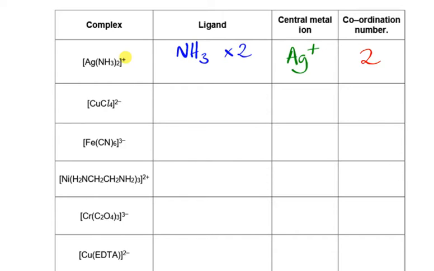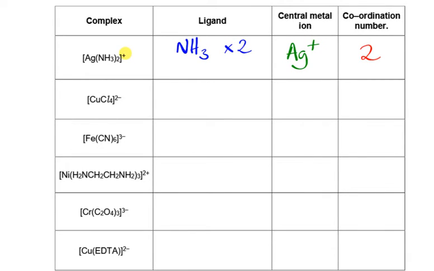In the next example, our ligand is chloride ions, and we have 4 chloride ions. Just note they will make a contribution to the overall charge of -4. The central metal ion is a copper. The charge on the overall complex is 2-, and if the ligands are contributing -4, that means the copper must be a 2+. So the -4 and the +2 comes to -2.